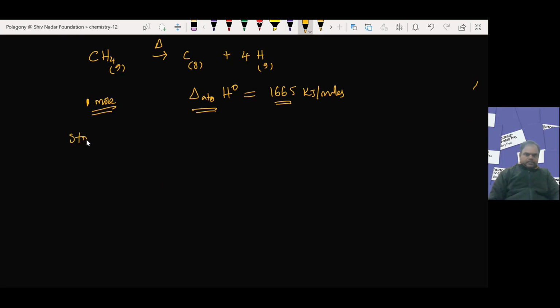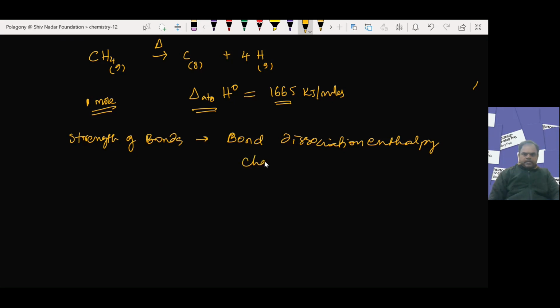the strength of bonds present in the molecule. And this enthalpy change is said to be the bond dissociation enthalpy change.